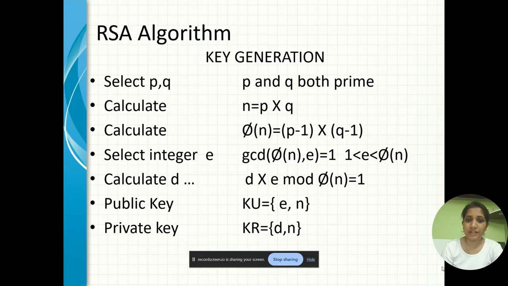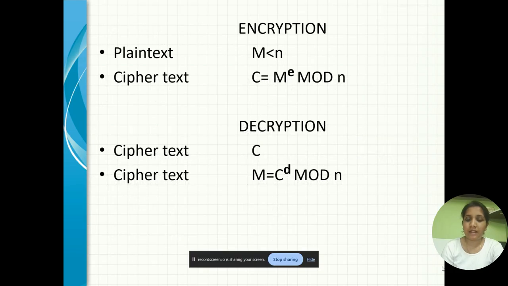RSA algorithm key generation. Select p and q, both prime. Calculate n equals p into q. Calculate phi of n equals (p minus 1) into (q minus 1). Select an integer e such that the GCD of phi of n and e equals 1. Calculate d, that is d into e mod phi of n equals 1. The public key equals e and n, and the private key equals d and n. For the encryption process, the plain text M must be less than n. The ciphertext C equals M raised to e mod n. For decryption, the plain text M equals C raised to d mod n.